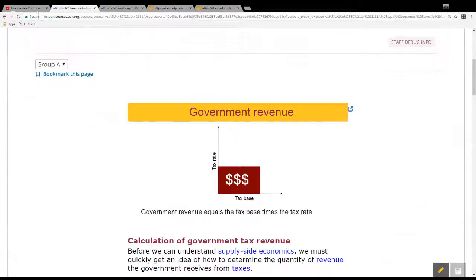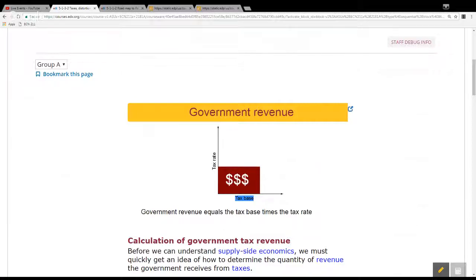Now, the area of this rectangle is total tax revenue. The trick is that if I raise the tax rate, the tax base might go down. So even though I go up along the vertical axis, I might go inwards along the horizontal axis, and the resulting rectangle is actually going to be smaller if the tax base responds a lot to the tax rate. Now, that sounds a little cryptic, but think about it this way.